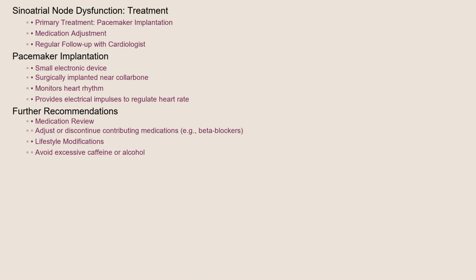The primary treatment for symptomatic sinoatrial node dysfunction is a pacemaker implantation. A pacemaker is a small electronic device surgically implanted under the skin, usually near the collarbone. It monitors the heart's rhythm and provides electrical impulses when the heart beats too slowly or irregularly, ensuring a consistent and adequate heart rate. Medications that may be contributing to the dysfunction, such as beta blockers, may need to be adjusted or discontinued. Regular follow-up appointments with a cardiologist are essential to monitor the pacemaker's function and adjust settings as needed. Lifestyle modifications, such as avoiding excessive caffeine or alcohol, may also be recommended.